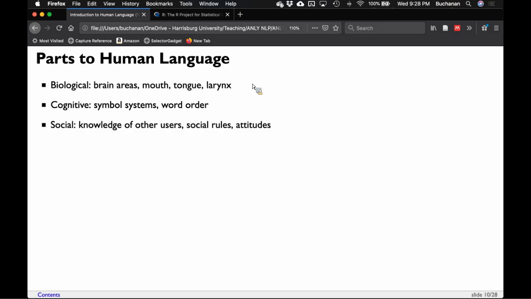So there's more here, but these are, to me, the big components that we have to try to understand when we model. Many models are trying to predict the social scenarios, or they're trying to leverage our understanding of the cognitive system. And then when we get to the end of the semester and we talk about neural net models, that is based on the biological system. So every analysis that we're going to look at picks up on one of these.